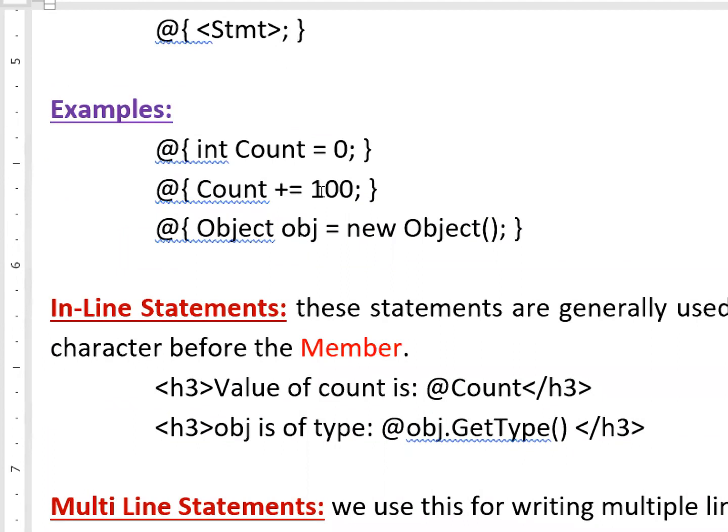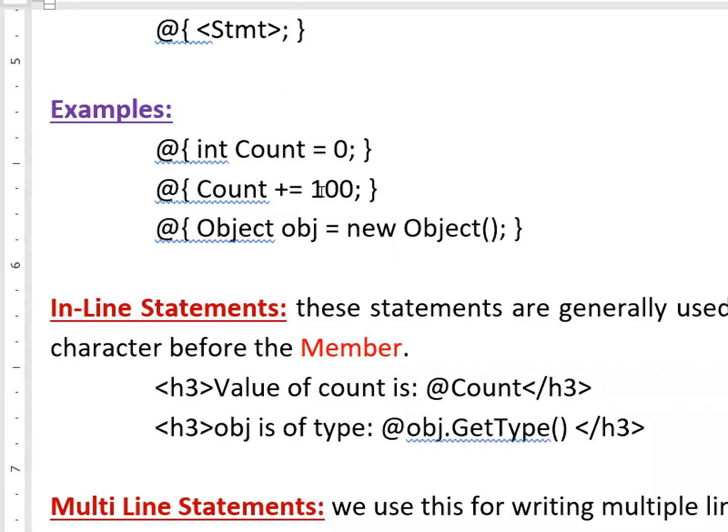They're all single line statements. int count = 0; count += 100; somewhere I want to increment the count value; I want to create the object of a class. Did you notice that? These are all called single line statements. So how do you start? At the rate curly brace, write the statement and close the curly brace. That's all, one line.